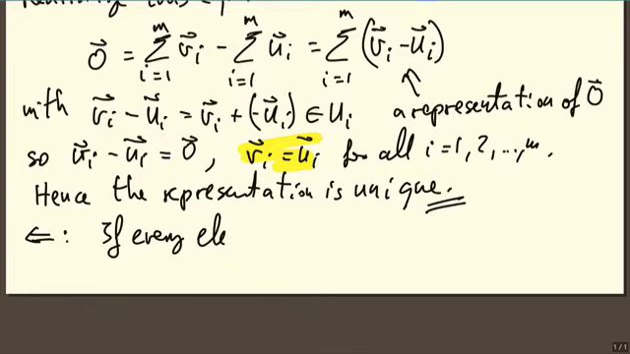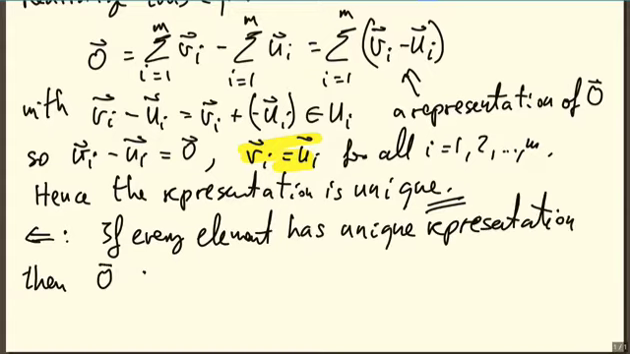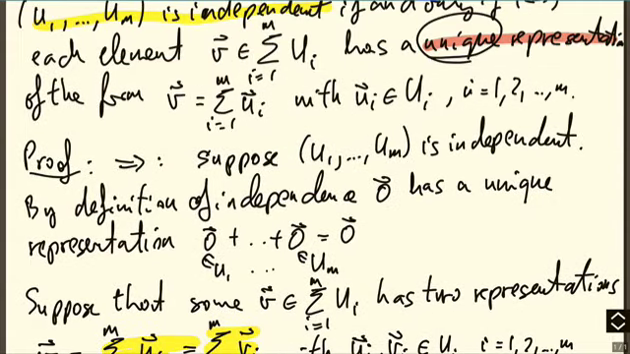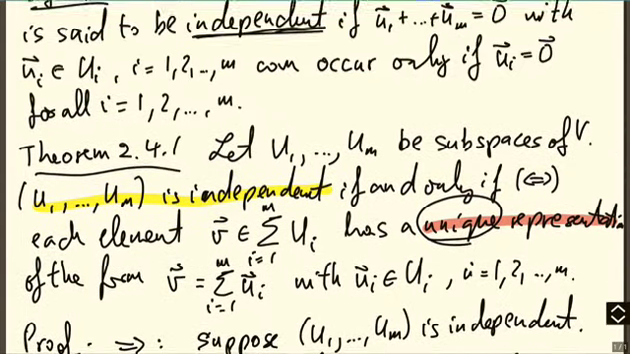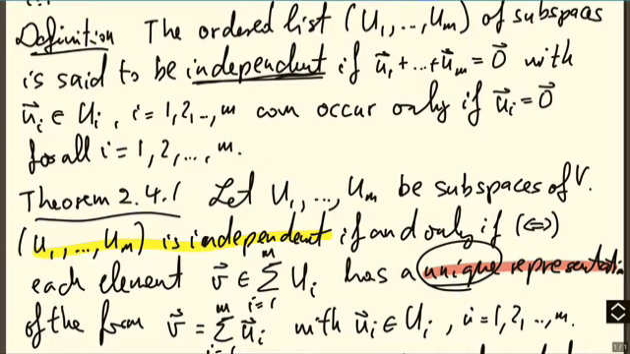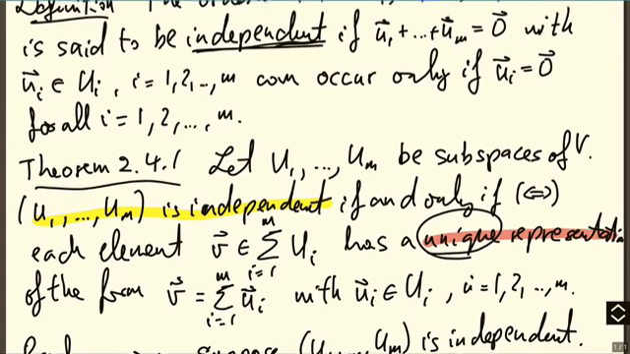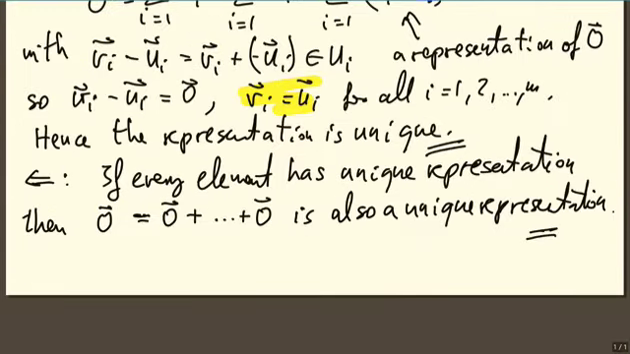If every element has a unique representation, then that means 0 also has. And it already definitely has one representation when you add zeros, and that means that this is also unique, which is exactly the definition of independence, that the only way to get the 0 vector is if all the entries in the sum are zeros. So this finishes the proof of the whole theorem.